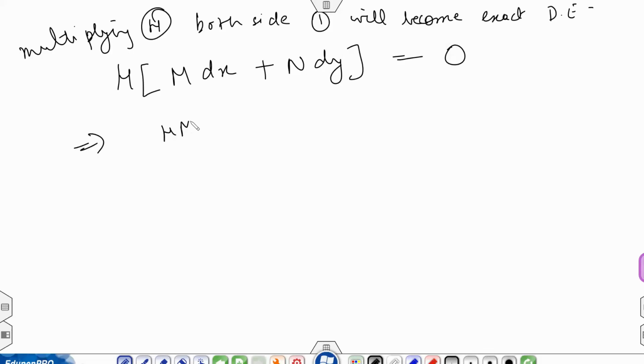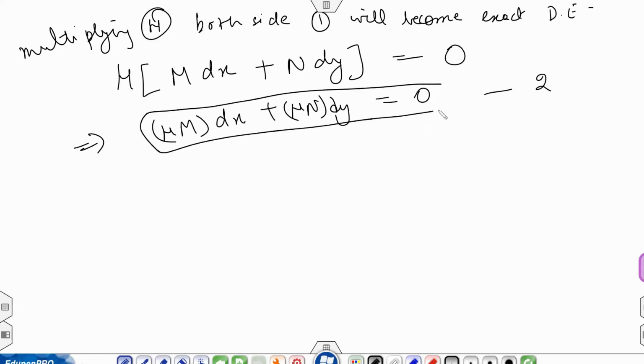If mu is an integrating factor, what will happen? If I multiply differential equation 1 by mu on both sides, it will become exact. So mu M dx plus mu N dy equals 0. I will call this equation number 2. Now equation 2 is an exact differential equation, because we have considered mu as an integrating factor. If we multiply, then this equation will become exact.